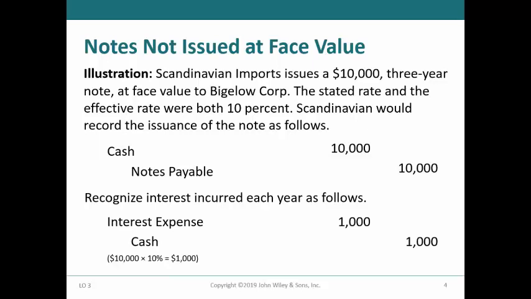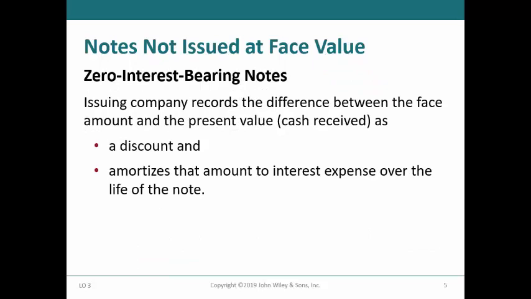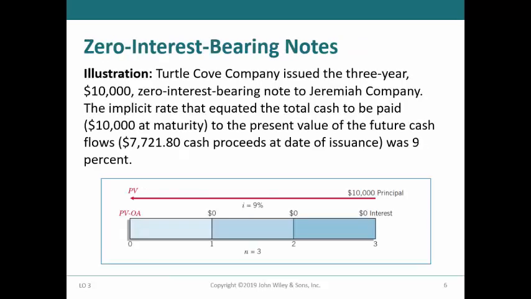If a company issues a zero interest-bearing note, they receive the difference between the face amount and the present value of the note instead of making periodic interest payments. The difference between the face and proceeds is the discount, which would be recorded and amortized to interest expense over the life of the note. To illustrate accounting for a zero interest-bearing note, we will consider a three-year $10,000 zero interest-bearing note issued by Turtle Cove Company to Jeremiah Company.